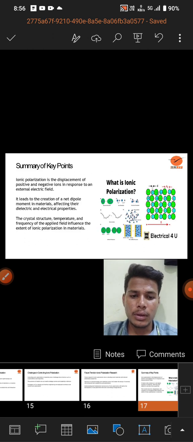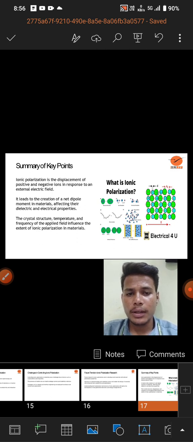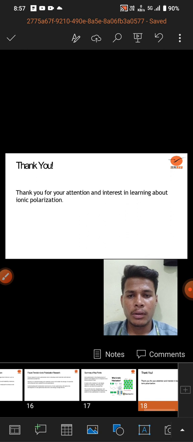A summary of key points. Ionic polarization is the displacement of positive and negative ions in response to an external electric field. It leads to the creation of a net dipole moment in materials, affecting their dielectric and electric properties. The crystal structure, temperature, and frequency of the applied field influence the extent of ionic polarization in materials. What is ionic polarization? For the examples, thank you.